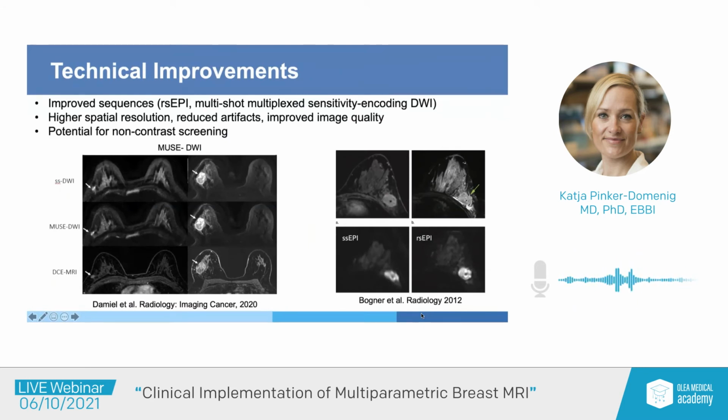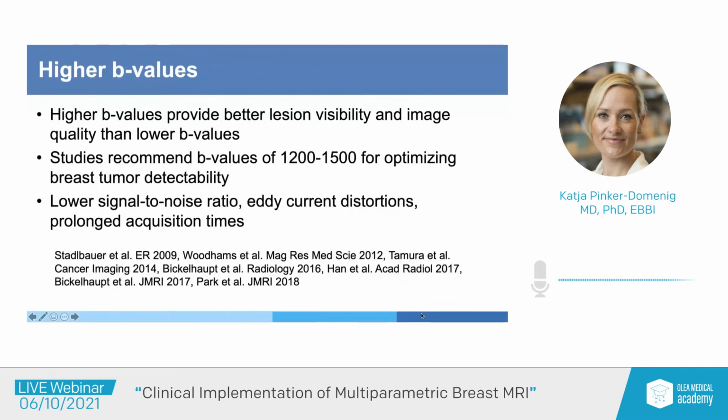However, I think the future is bright for diffusion-weighted imaging. There are already a lot of improvements from a sequence technology. We have readout-segmented EPI, multi-shot, multiplexed sensitivity encoding, MUSE. I love the name MUSE, by the way. And so that already gives you better quality images, less artifacts, higher resolution, and there's great potential for non-contrast screening in there. And there are several groups across the world who are actively working on further increasing the resolution of diffusion-weighted imaging to make it ready for prime time in screening.